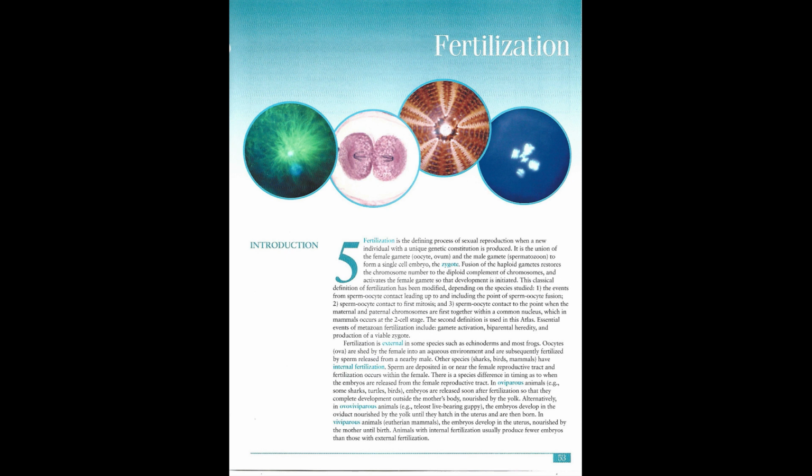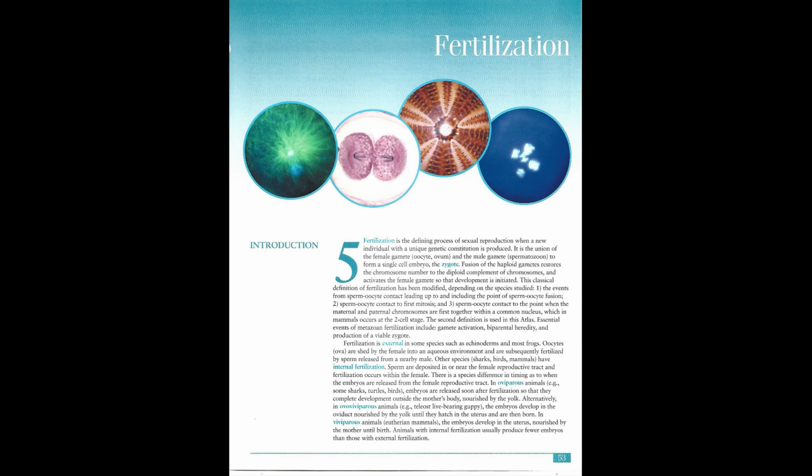Fertilization is external in some species such as echinoderms and most frogs. Oocytes, ova, are shed by the female into an aqueous environment and are subsequently fertilized by sperm released from a nearby male. Other species, sharks, birds, mammals, have internal fertilization. Sperm are deposited in or near the female reproductive tract and fertilization occurs within the female. There is a species difference in timing as to when the embryos are released from the female reproductive tract.